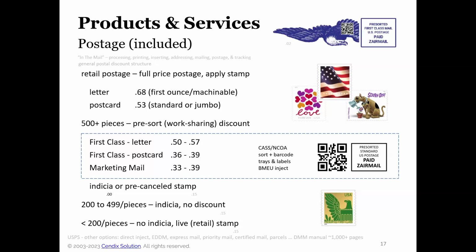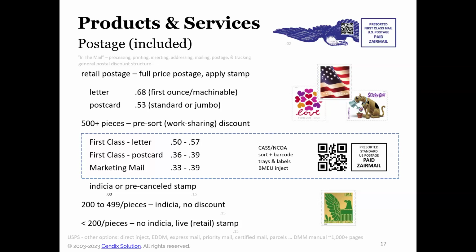In terms of postage, we have retail postage. A letter is 68 cents for the first ounce. Machinable means that it can go through the U.S. Postal Service automated equipment. So if you use a bigger envelope or something that's too fat, that wouldn't qualify. But for a regular letter, it's usually 68 cents.